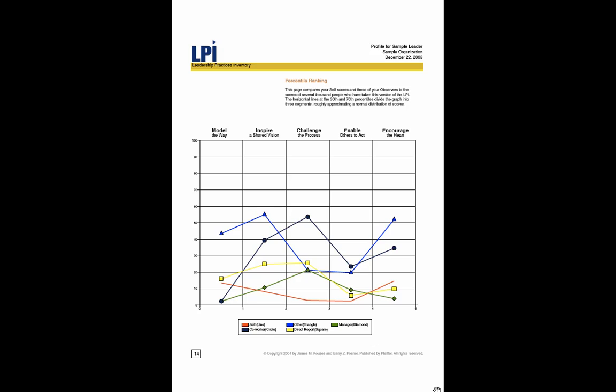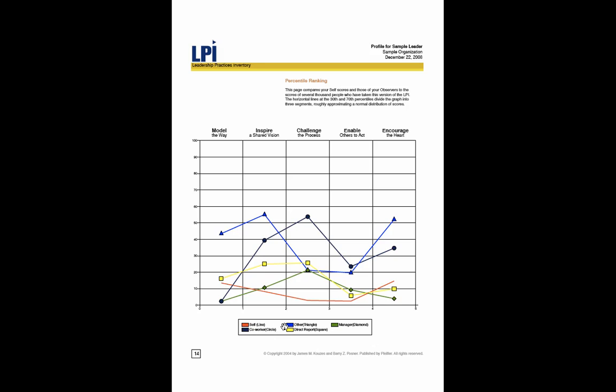So moving to the next page, we see this is the percentile ranking. This is probably the single most interesting page on the entire LPI report, because this gives you a sense of how you rank against a population of over 1 million leaders around the world. You'll see here are the 5 practices: Model the Way, Inspire a Shared Vision, etc. And these are your scores within each of the 5 practices, or your rankings. And over here is the ranking scale. The different colors represent the different observer groups, red being your self-score.